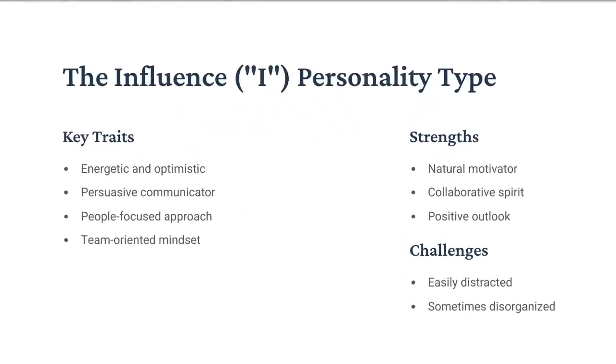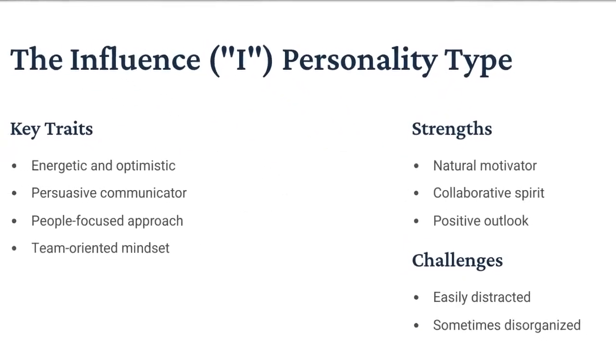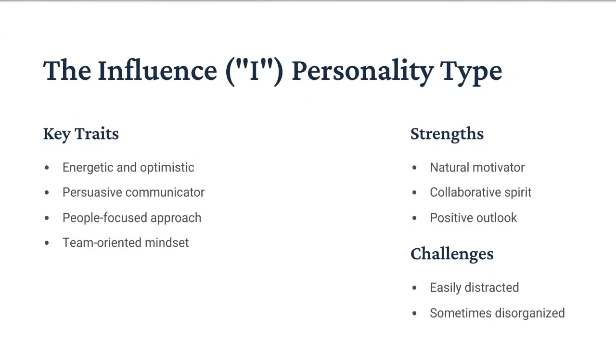The influence I personality type is energetic, optimistic, and thrives on connecting with others. They are persuasive communicators who bring enthusiasm and a people-focused, team-oriented mindset. Their strengths include being natural motivators, fostering collaboration, and maintaining a positive outlook.